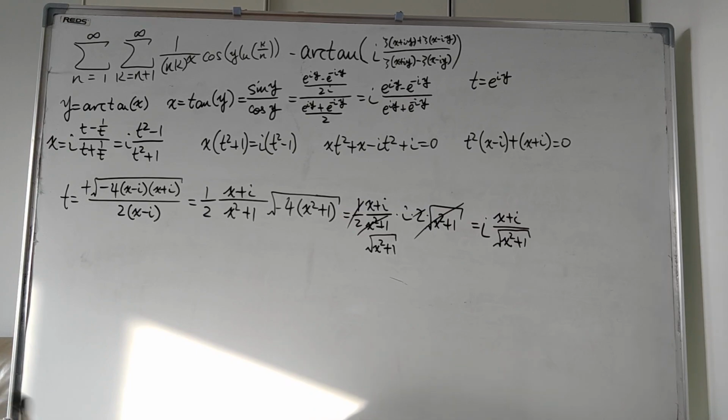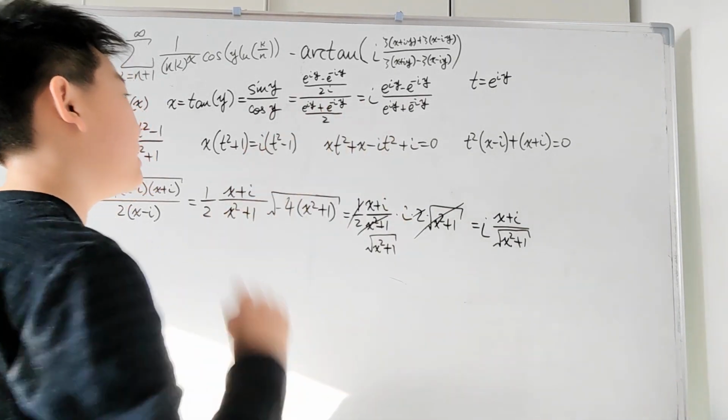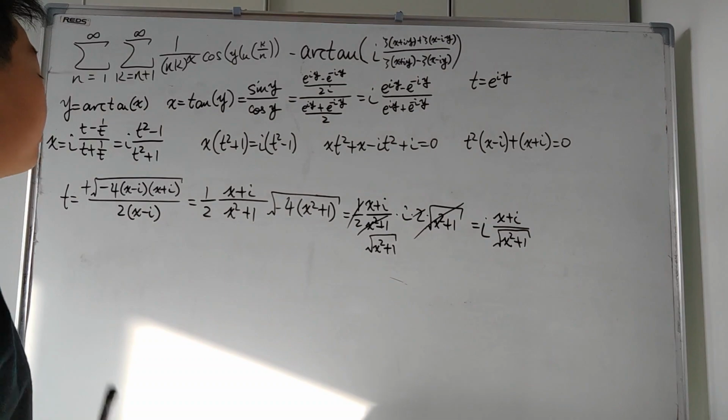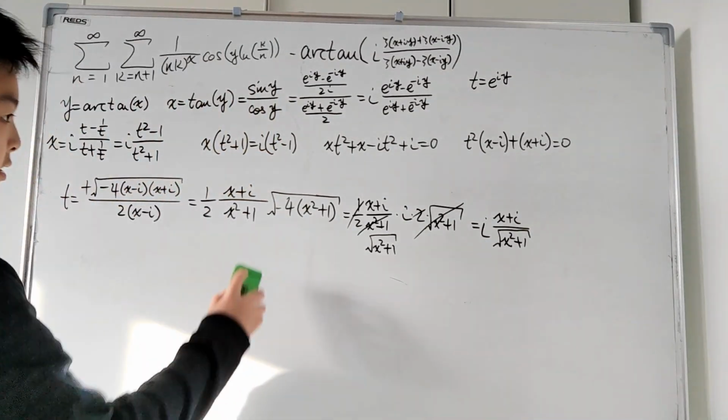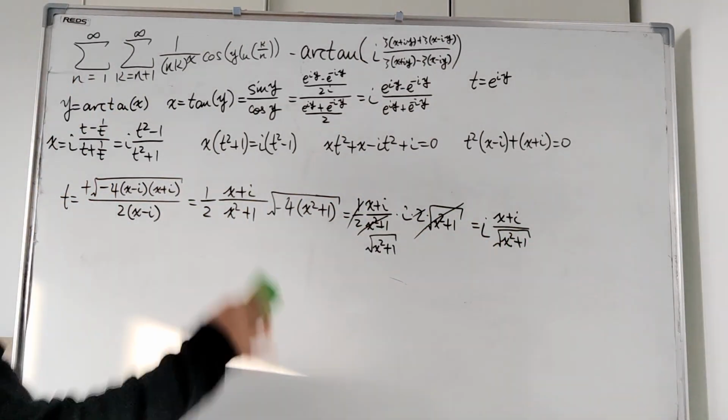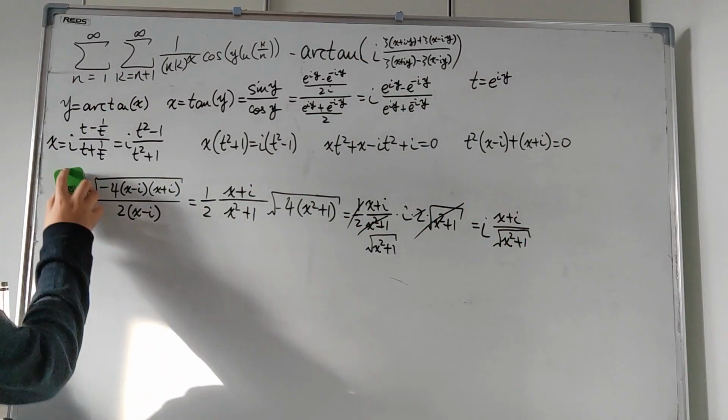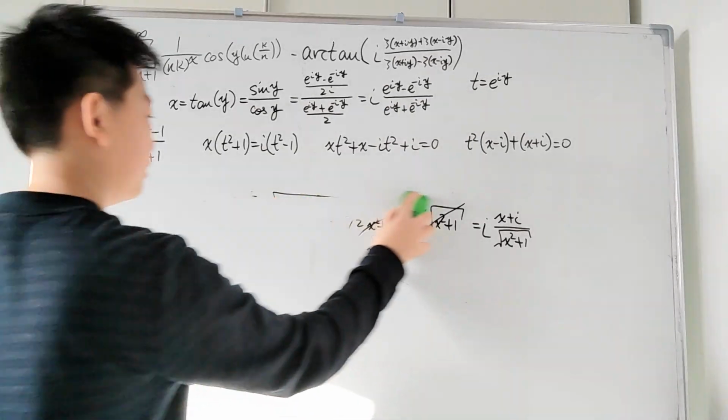And now we're going to use the fact that t is equal to e to the iy, so we're going to plug that in. But before that, I'm going to erase this a little bit because it went downhill a little and took a lot of space, so I'm going to erase this first of all.